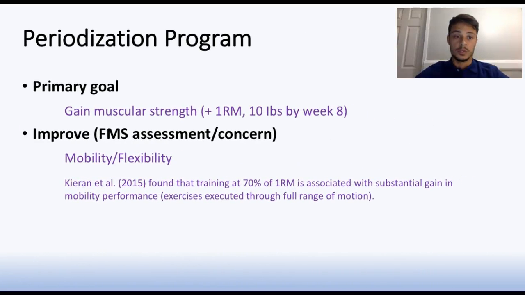Moving forward, we did the periodization. Of course we had to discuss his goal. His major goal after the assessment, the FMS, PAR-Q, we sat down and discussed. So what are we gonna do? His primary goal was to gain muscular strength. So the idea was to increase his 1RM by 10 pounds by the end of the 8-week program.